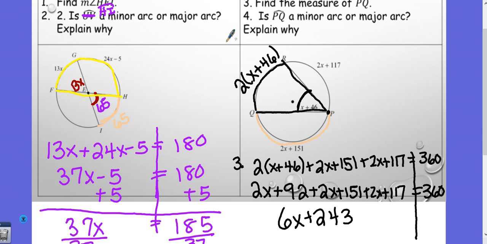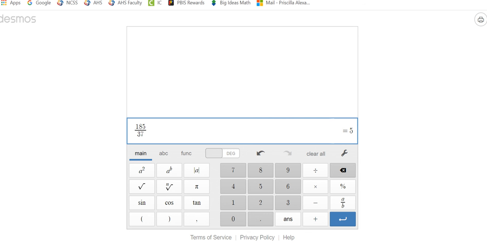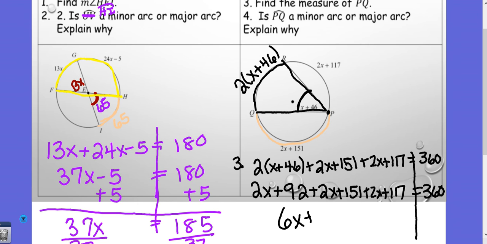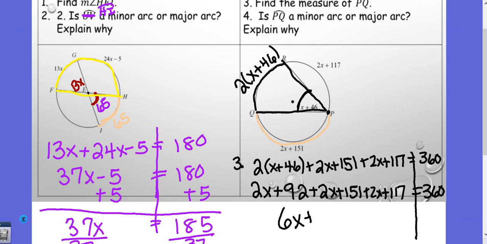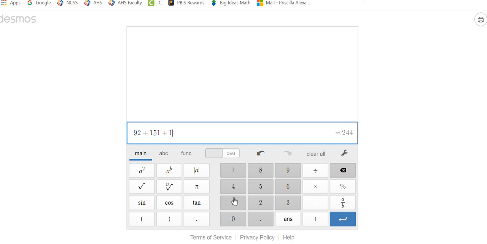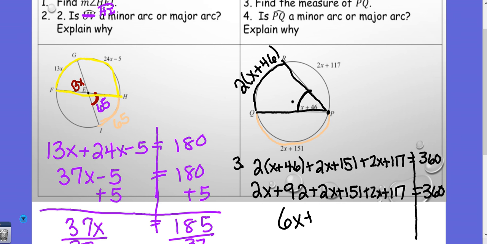Yep, plus 117. I'm gonna use a calculator. You can use your mental math. I'm gonna use the calculator so I can help me get this done. So 92 plus 151 plus 117 equals 360. So we get 360 here. And then this is going to equal 360 over here.